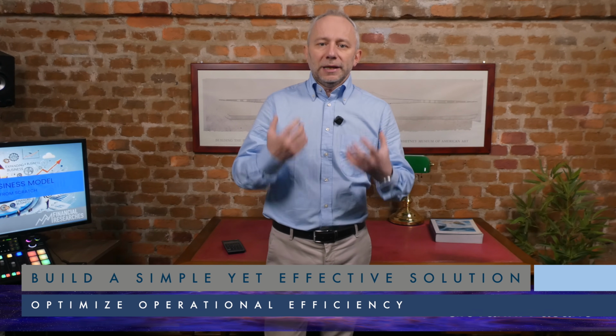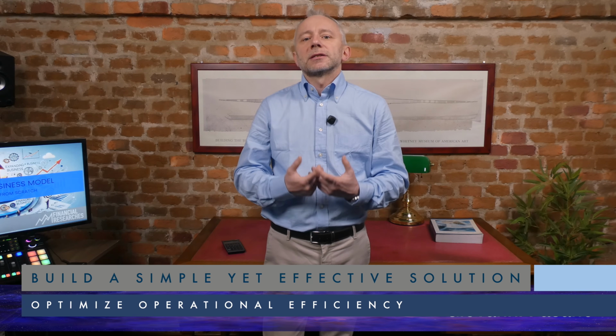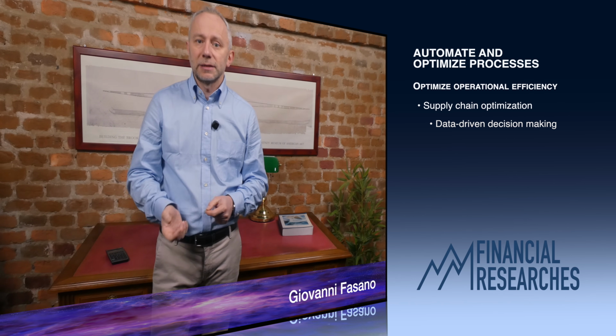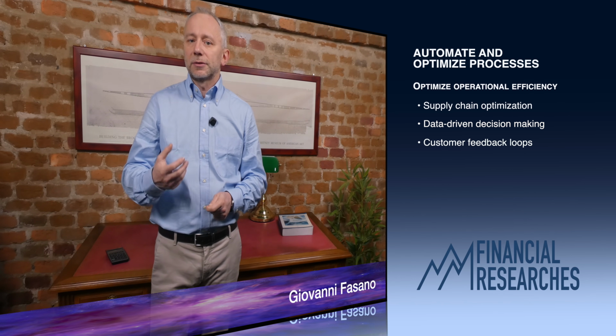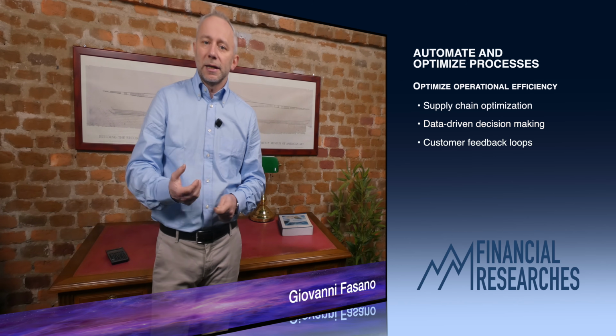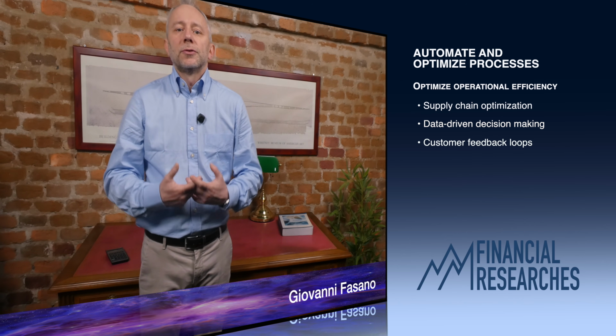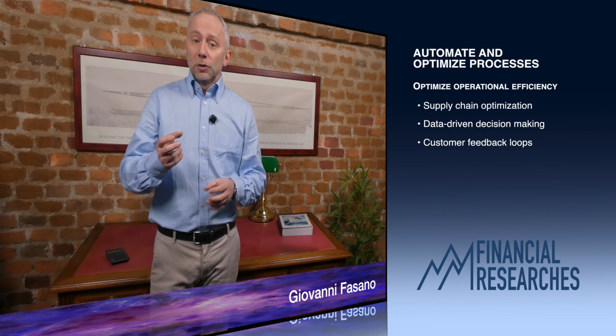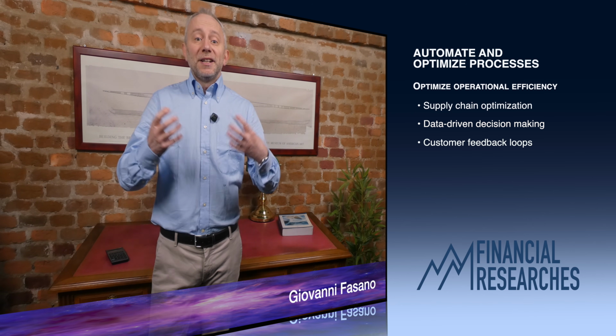Once you have automated basic processes, it is time to look for ways to increase operational efficiency across the business. Here are a few areas to focus on. Supply chain optimization. Review your suppliers, delivery times, and inventory practices. By optimizing your supply chain, you reduce lead times, improve product availability, and lower operational costs.